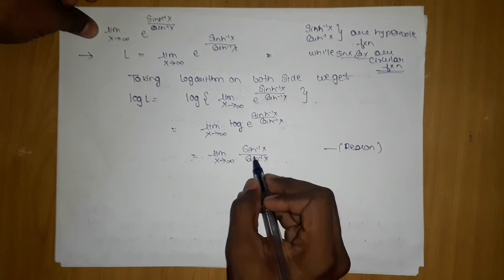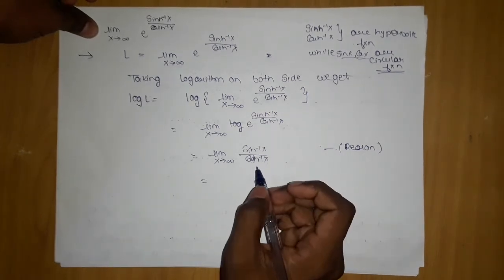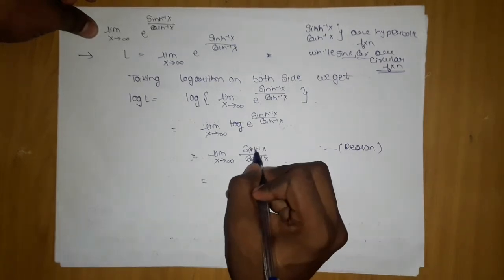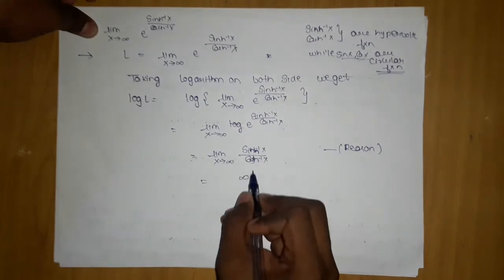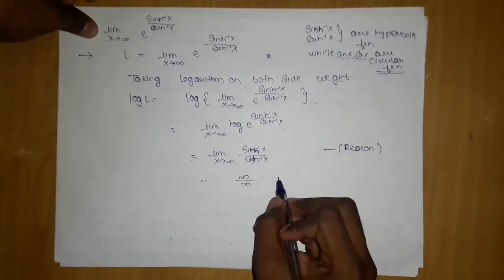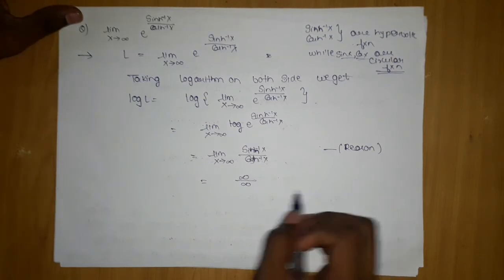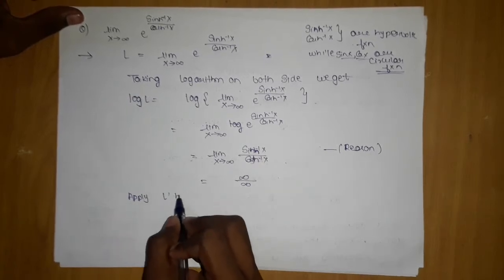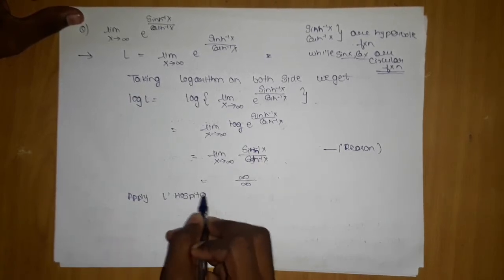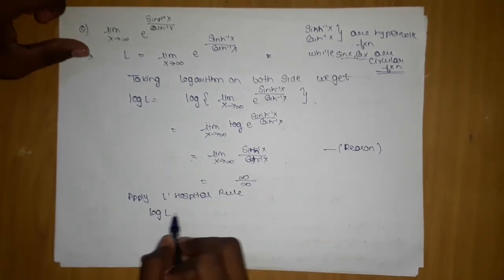So after this step, we will just substitute. If I substitute infinity into sin h inverse x and cos h inverse x, it will give me infinity. So we have infinity by infinity, which you can treat like 0 by 0, they are both the same. So we will apply L'Hopital's rule, which gives us log L equals limit x tends to infinity.